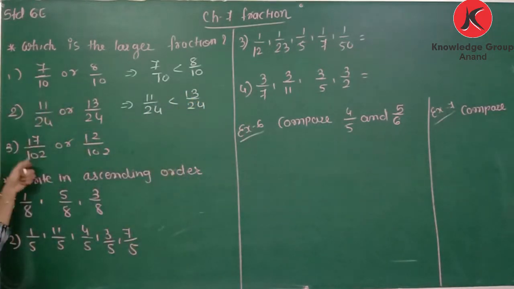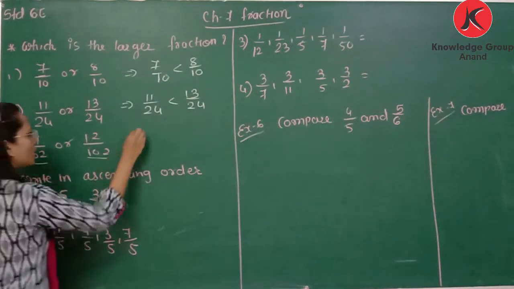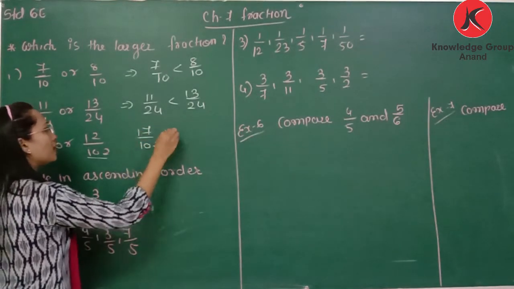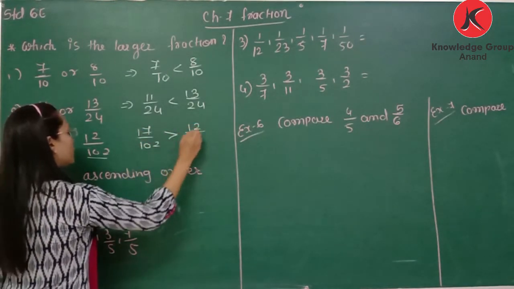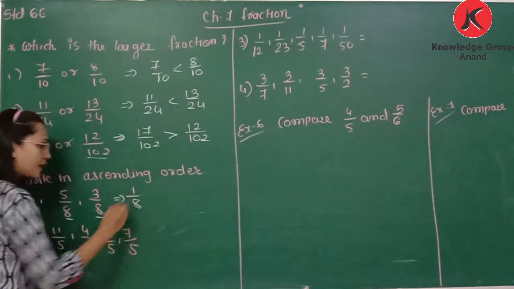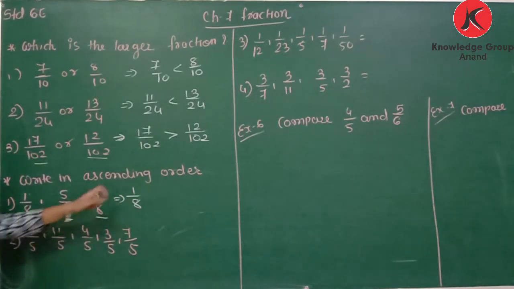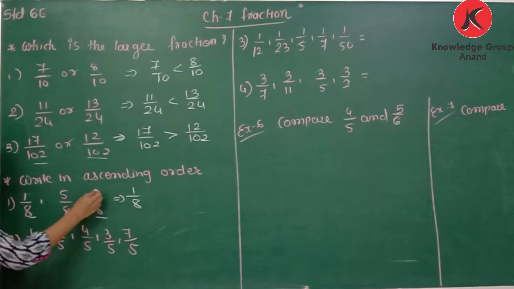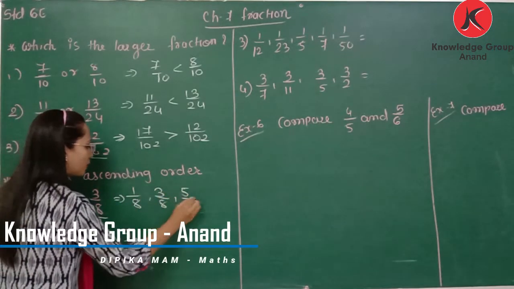Now for the next, 17/102 and 12/102. The denominator is the same, so 17/102 will be greater than 12/102. Clear? Now write in ascending order: 1/8, 5/8, 3/8. The denominators are the same, so whichever numerator is smaller becomes smaller. Here 1 is smaller, so the first will be 1/8, because in ascending order we start from smaller to larger. Then 3/8 and last 5/8.